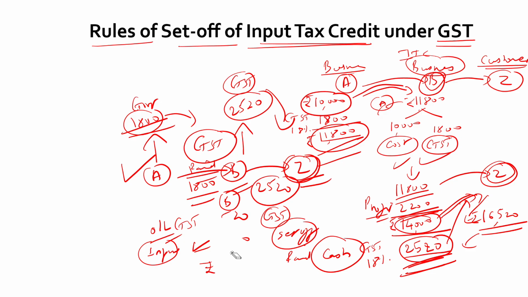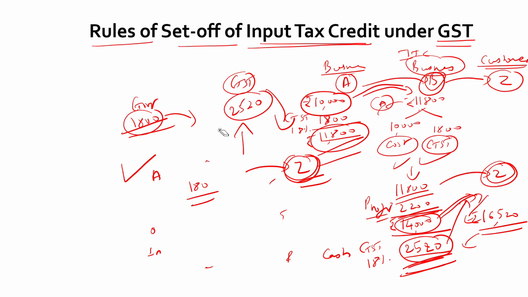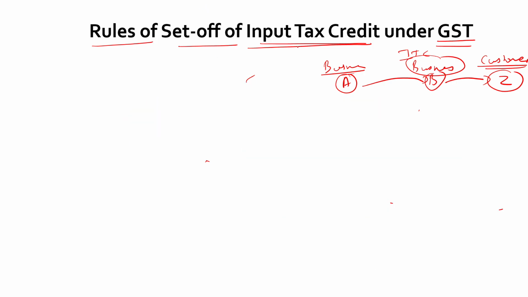So this is the basic understanding of input tax credit. If we summarize, Mr. B has to pay only 720 to the government.